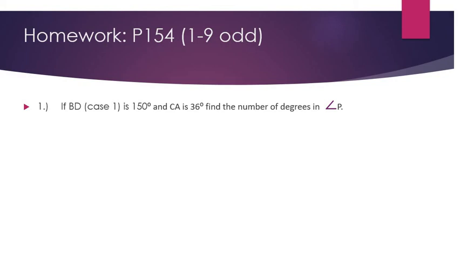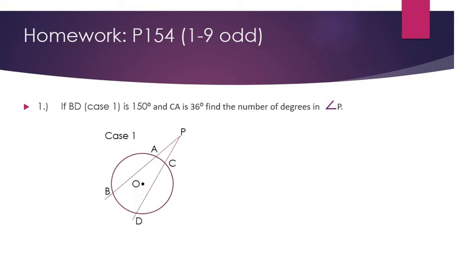Alright, so we're going to be looking at some homework. I'm not going to have you do 1 through 9. I'm going to have you do 1 through 5, but we're looking at number 1 here. So if it's case number 1, BD is 150. So BD, this arc here, not angle, arc, is 150. CA is 36. What's my first step?